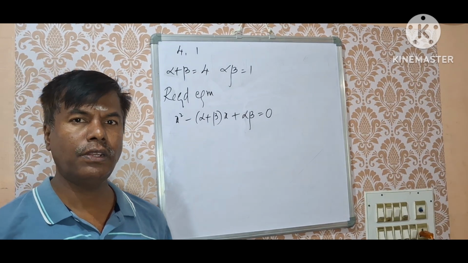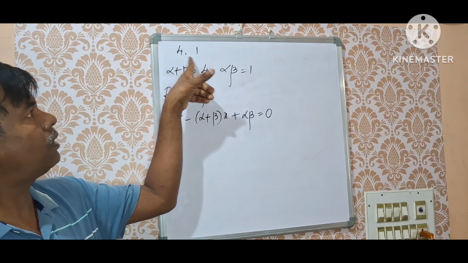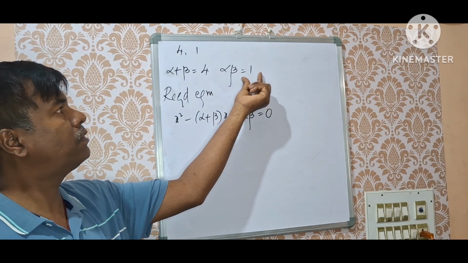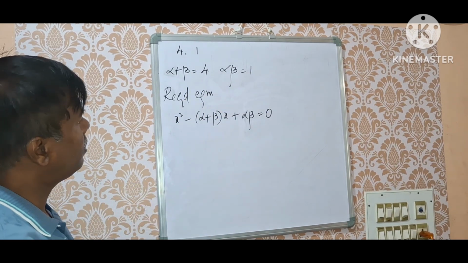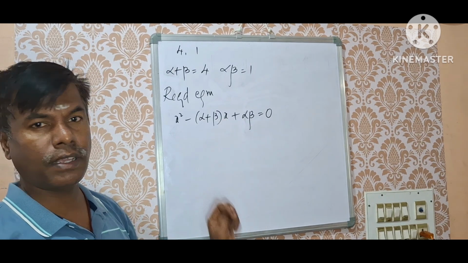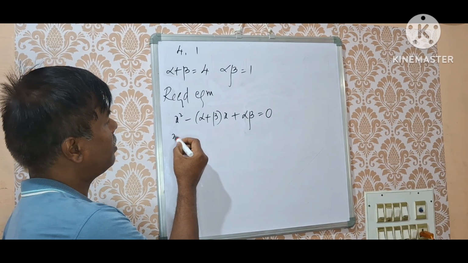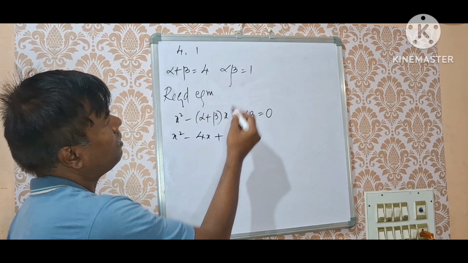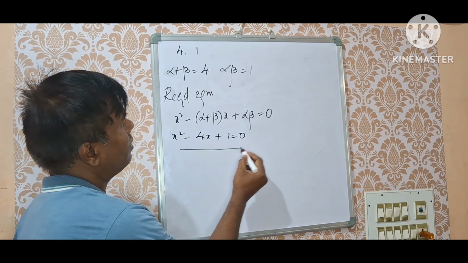Find the equation of the polynomial whose sum of zeros is 4 and the product of zeros is 1. Sum of zeros is alpha plus beta. Product of zeros is alpha into beta. The required equation is x square minus (alpha plus beta) into x plus alpha beta equals 0. X square, what is alpha plus beta? 4 into x. What is alpha beta? 1 is the required equation.